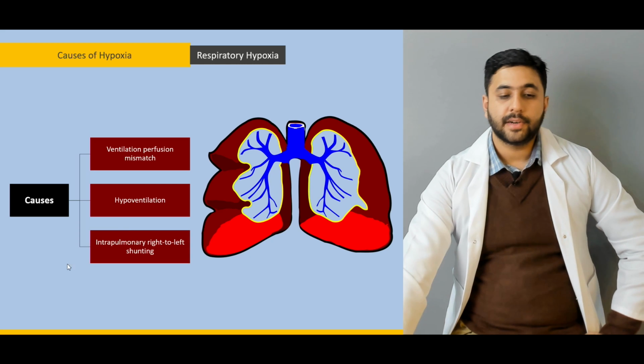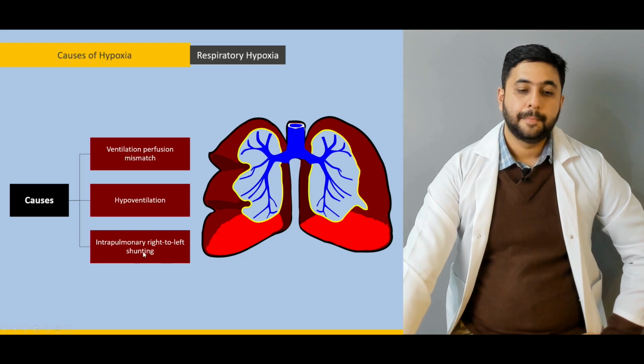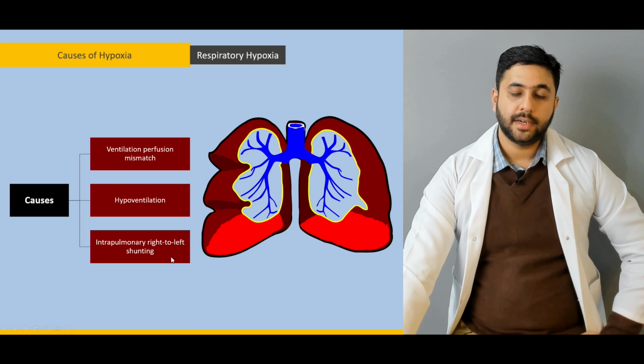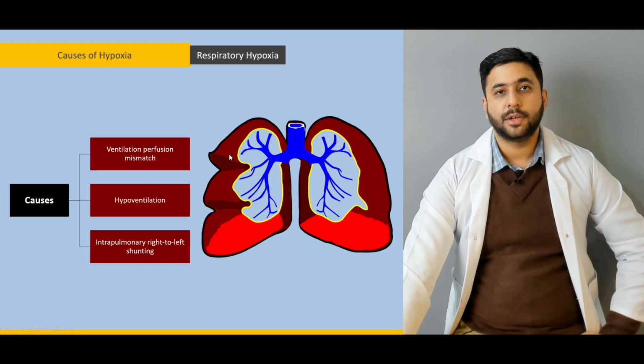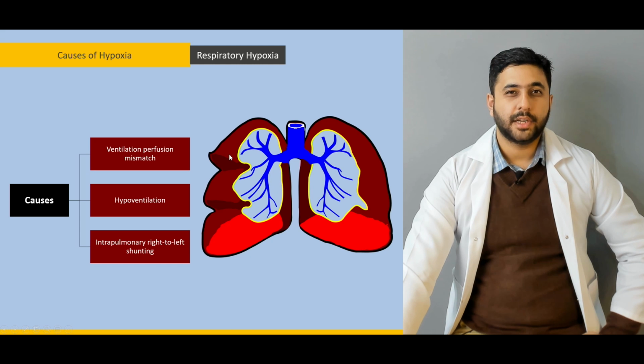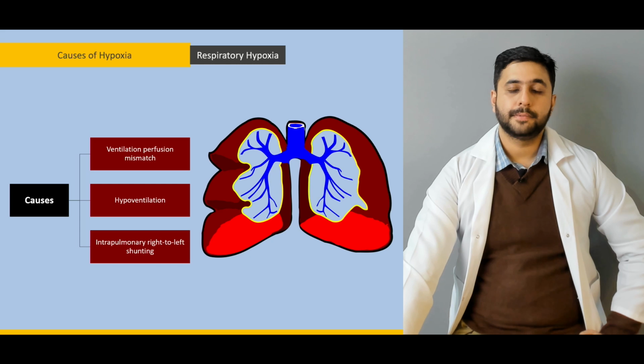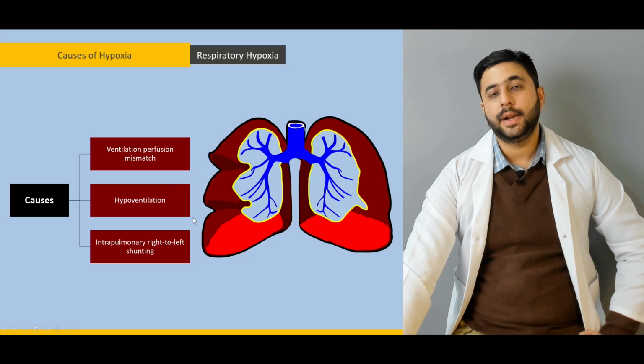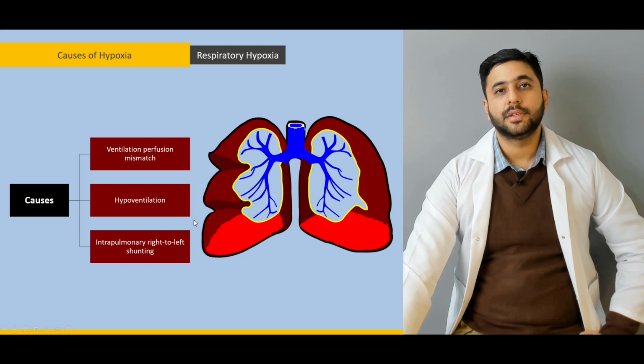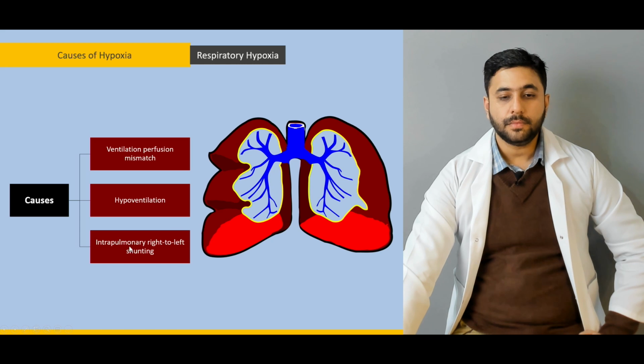Or if there is an intrapulmonary right to left shunt, a shunt is basically a bypass of the blood. For example, if there is an arteriovenous malformation in the pulmonary system which bypasses the pulmonary capillaries, there is no blood available in the pulmonary capillaries for gas exchange.